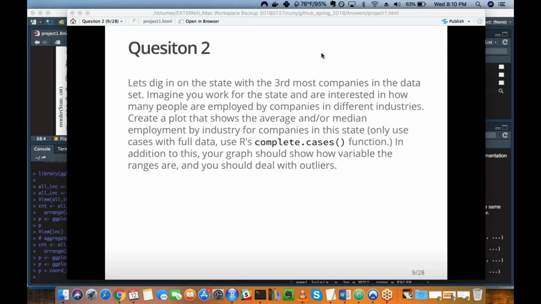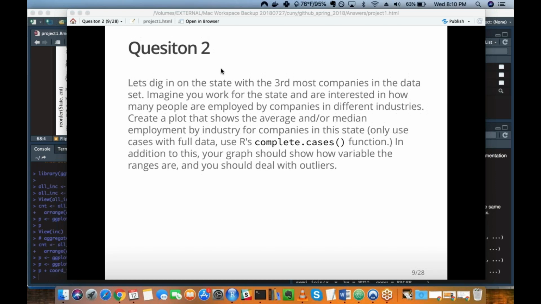So we're looking at a single state, and in this case, we're imagining that we work for the state, and we're looking at employment by company, by industry. And what we want to see is either the average or the median employment by industry. But more importantly, we want to see how variable the ranges are. So this sort of question is a bit more complicated.